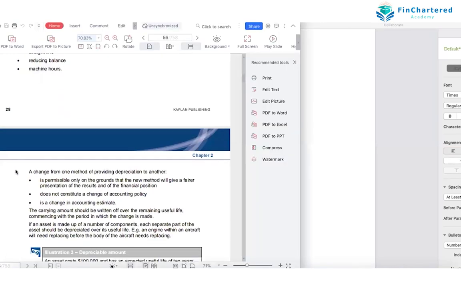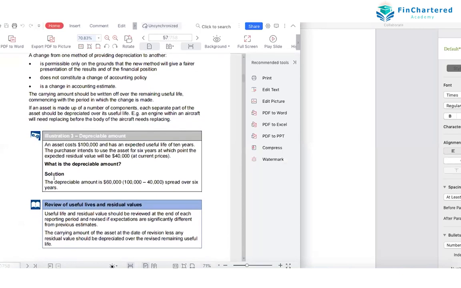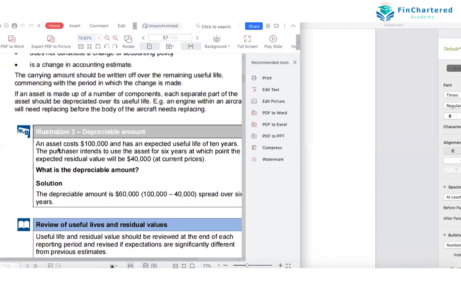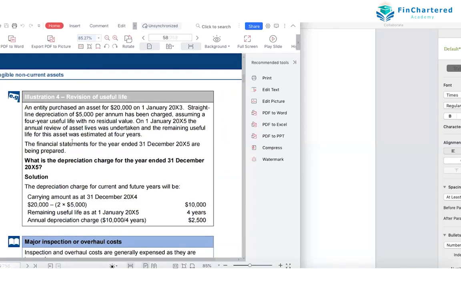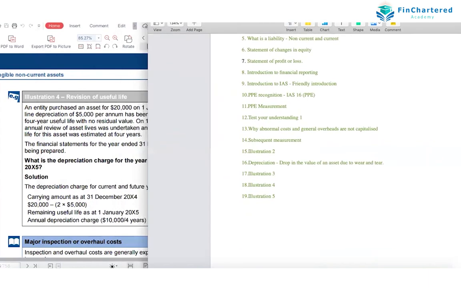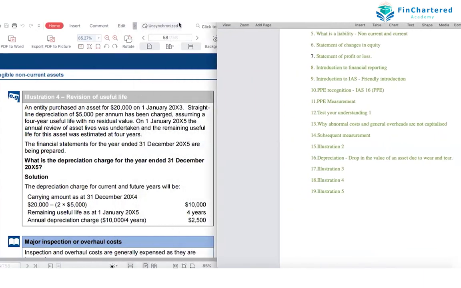Then comes illustration 3, 4, and 5. Illustration 3 was very, very simple, so we don't need to go back and look at it. Illustration 4 was an interesting example. I drew it and explained to you what it says.